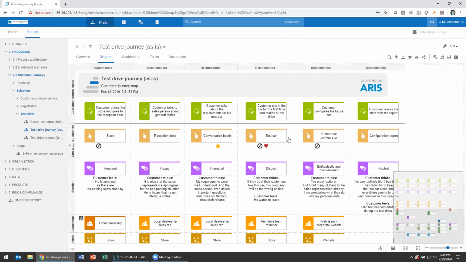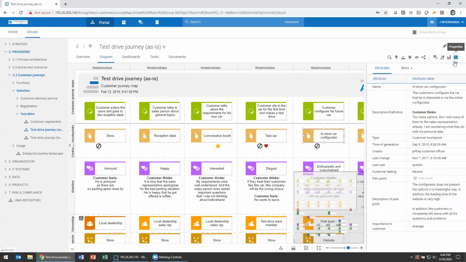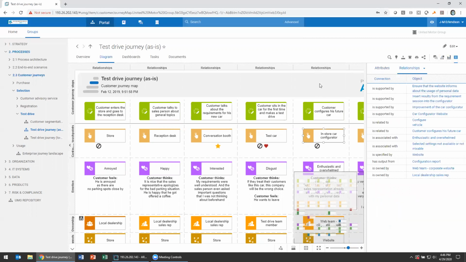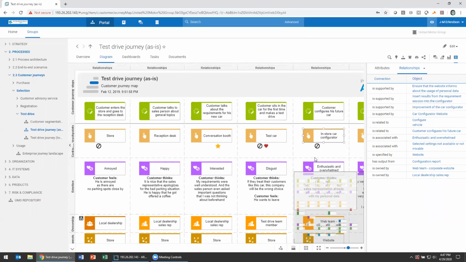And a really cool part about all this, and I'll click on one of these customer journey touch points, is that the way that Eris works with this column is that all the relationships are automatically assumed from what's in that column. So for instance, this in-store car configurator is supported by all these things related to the configure vehicle, related to customer configures future car, associated with this emotion, associated with a risk, associated with a channel or a system, the website. We can see all these relationships are all automatically assumed as a result of being in this column, which is pretty cool.